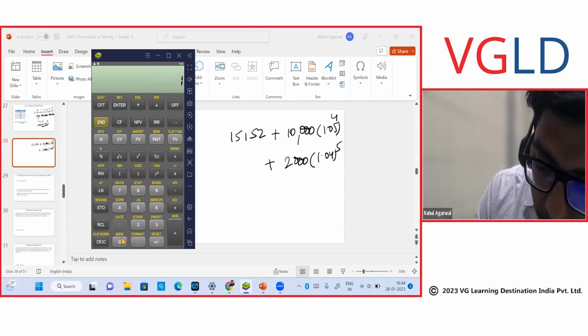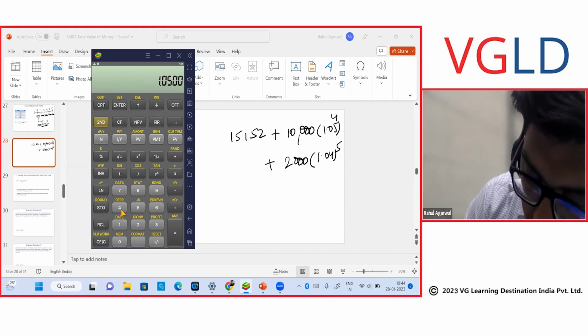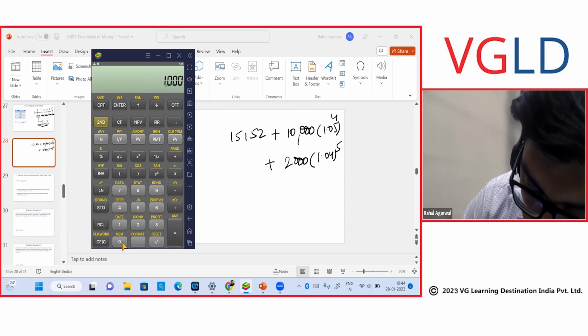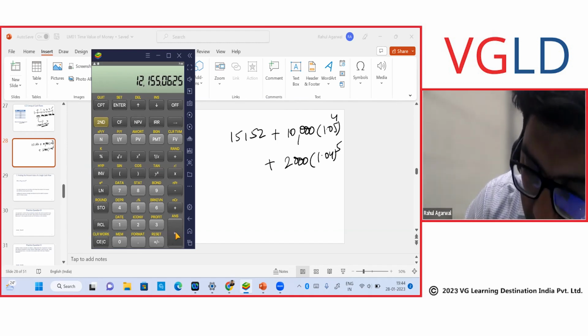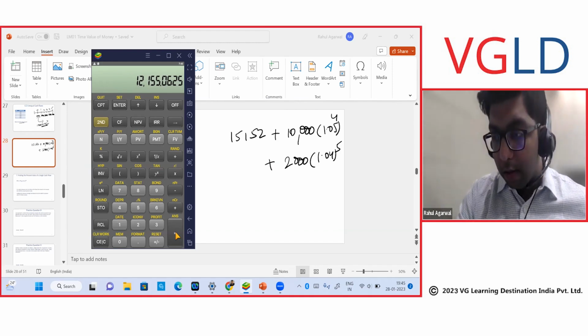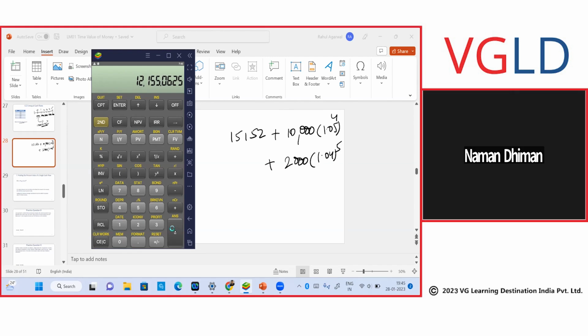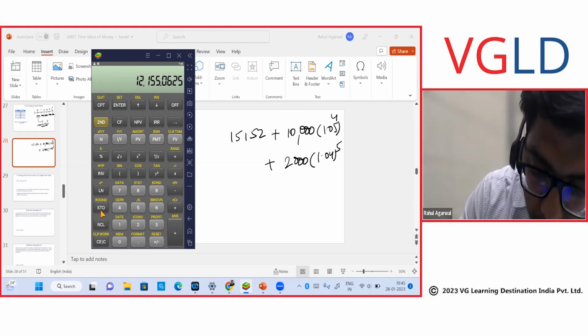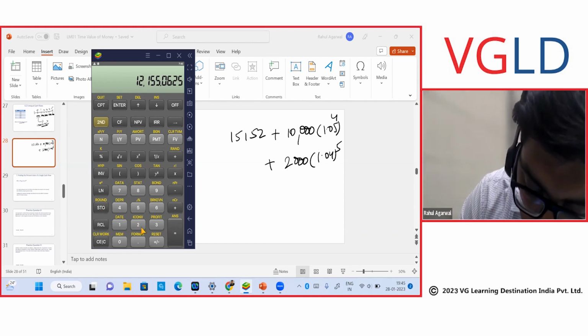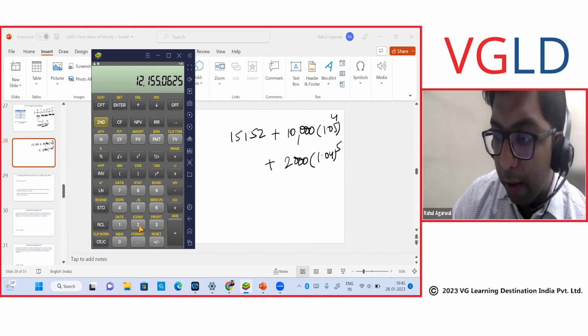Now what do I do? 1.05 y to the power x 4 into 10,000. This is whatever number. Can you all hear me, everyone? Yes, sir. Okay. So I'll make this as store 2. So it is saved in the second button. Am I clear?